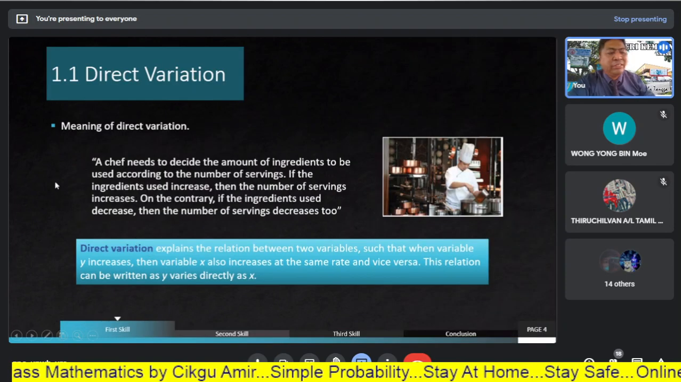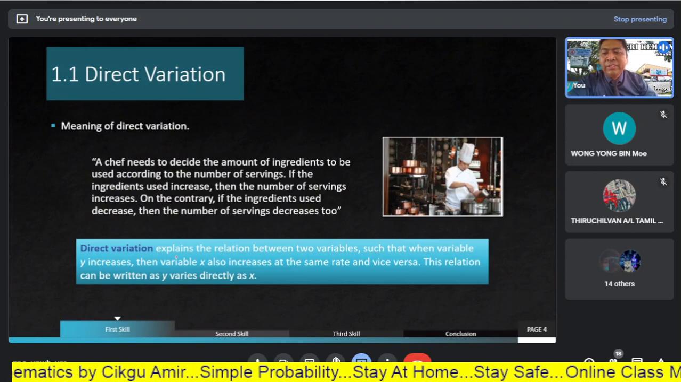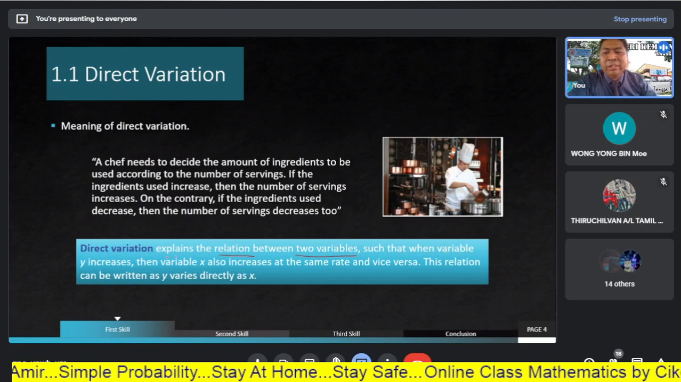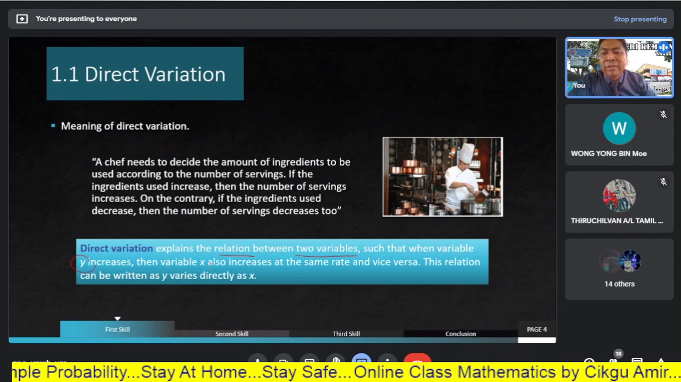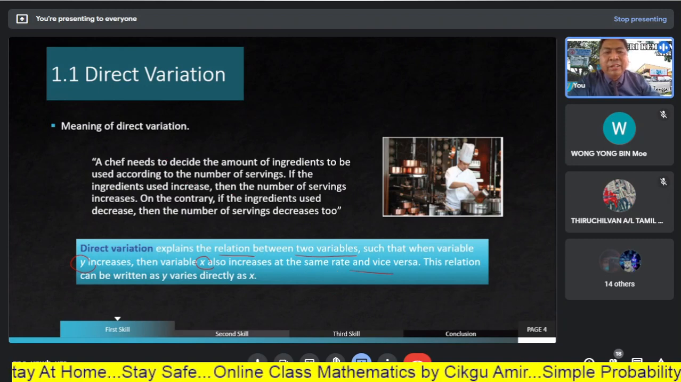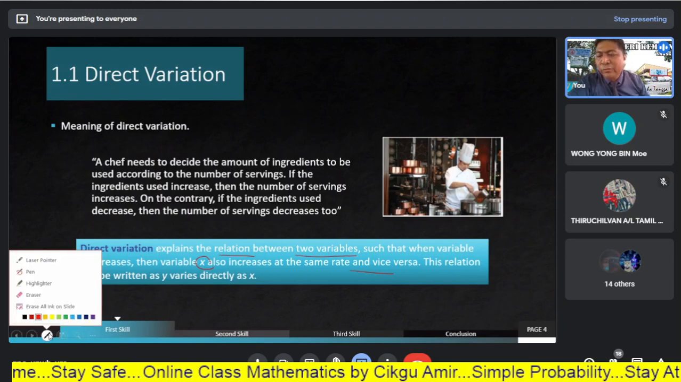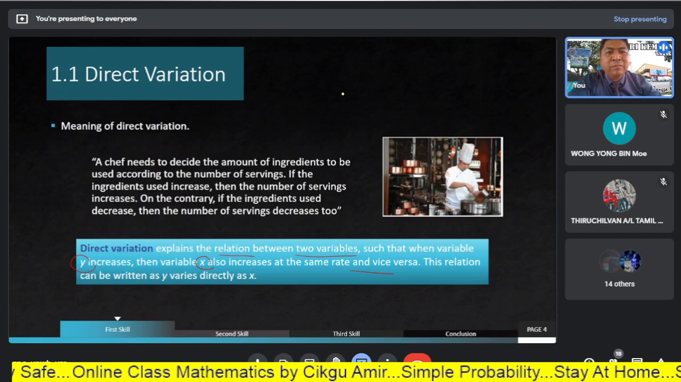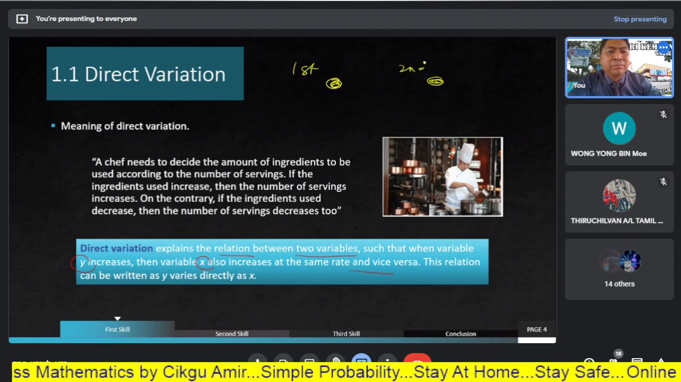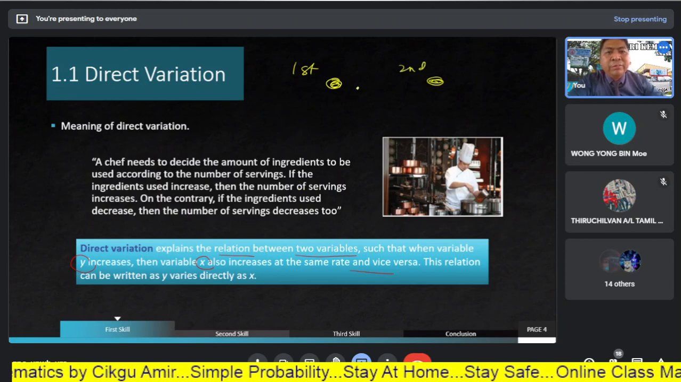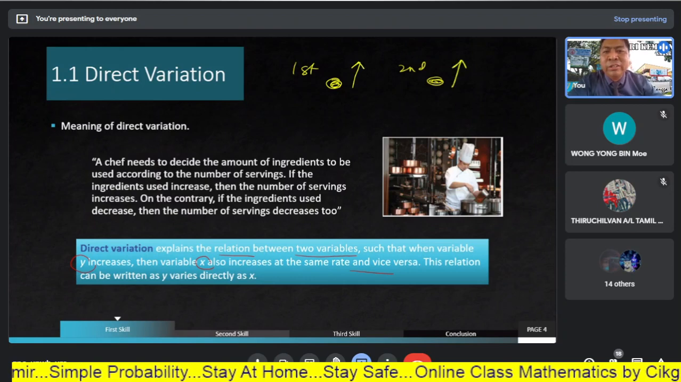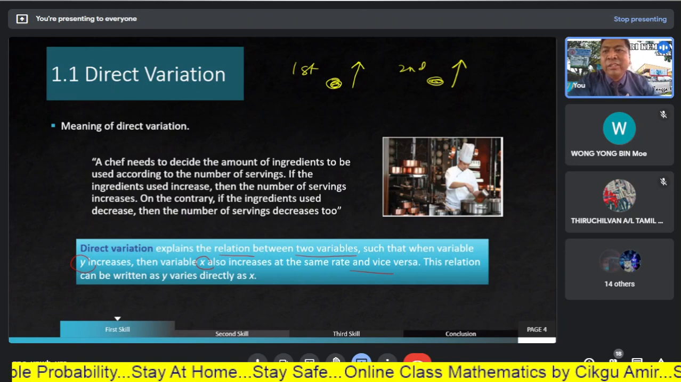Direct variation. Direct variation explains the relation between two variables such that when variable y increases, then variable x also increases at the same rate, and vice versa. In direct variation, you have two variables, a first variable and a second one. When the value of the first one is going up, the value of the second one is also going up. This is direct variation.